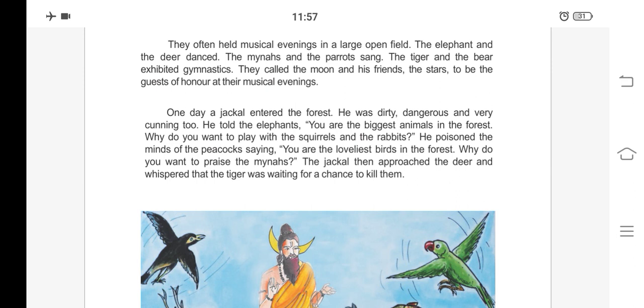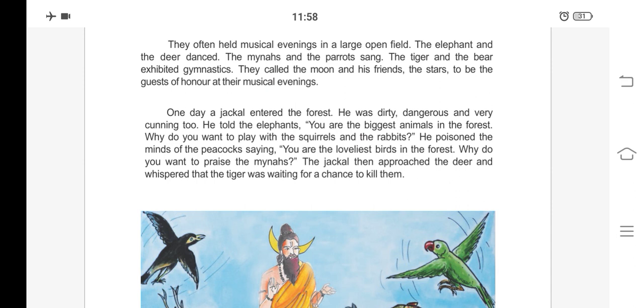It was very dirty, dangerous, and very cunning. Cunning means clever in a dishonest or bad way. He told the elephants, what did he tell? He told them that you are the biggest animals in the forest, and why do you want to play with the squirrels and the rabbits? He was saying, why are you, the biggest animals in the forest, playing with the small rabbits and squirrels?